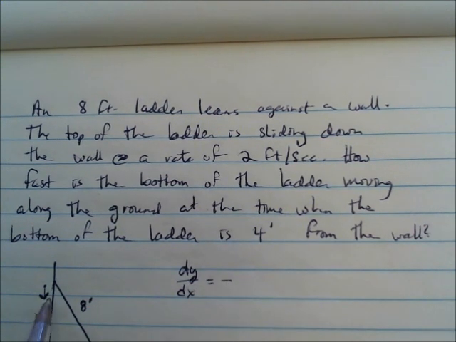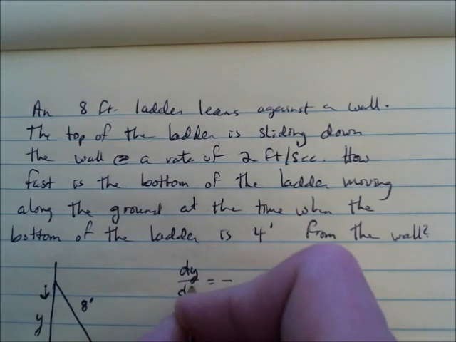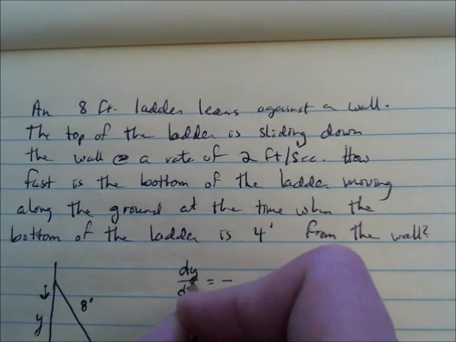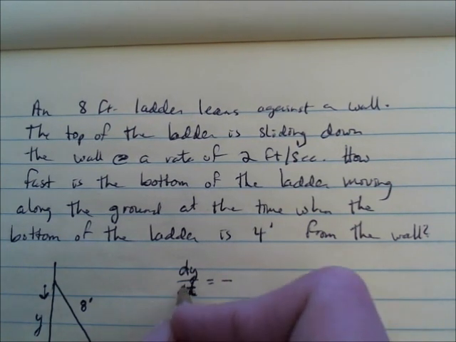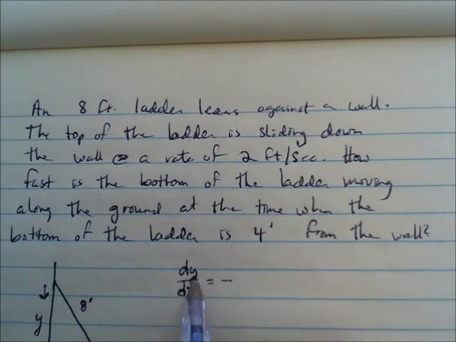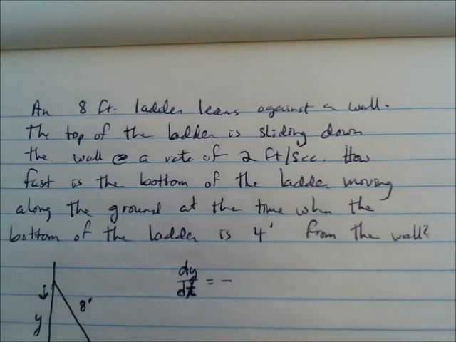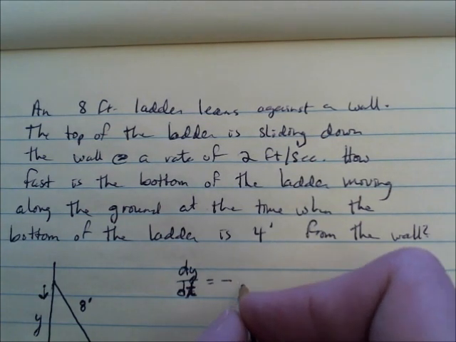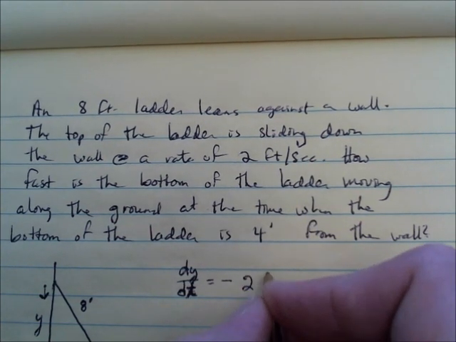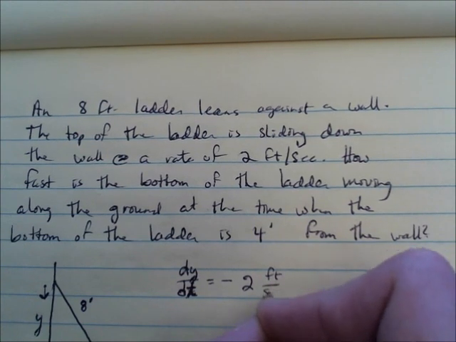Well, y is getting smaller, so it's actually a negative value. If this ladder were rising up and making y get bigger and bigger, it would be, I'm sorry, dy/dt. Oh, it's over time. Sorry, there's my first mistake. Maybe it's my second mistake, who knows? So dy/dt is negative. And what is the rate that they told us? They told us it was 2 feet per second. So dy/dt is negative 2 feet per second.